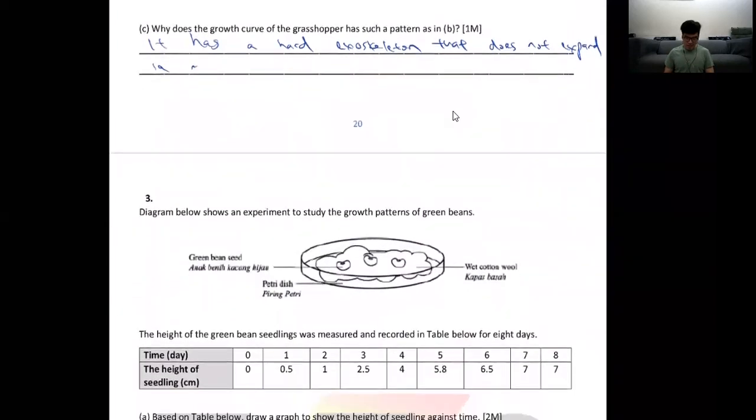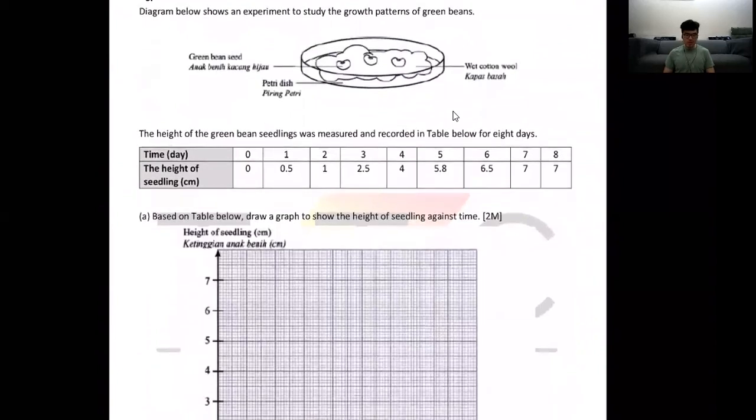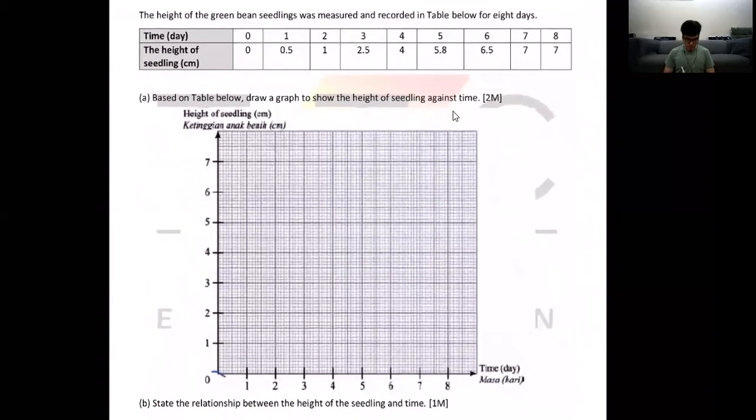Anyway, so number 3, this would be your green bean. This one I plot for you. So 0, 0, 1, 0.5, 2, 1, 3, 2.5, 4, 4, 5, 5.8, 6.5, I'm just guessing, 7, 8, 7. So you've got to freehand this, guys. Please don't use a ruler. The graph will look like this.